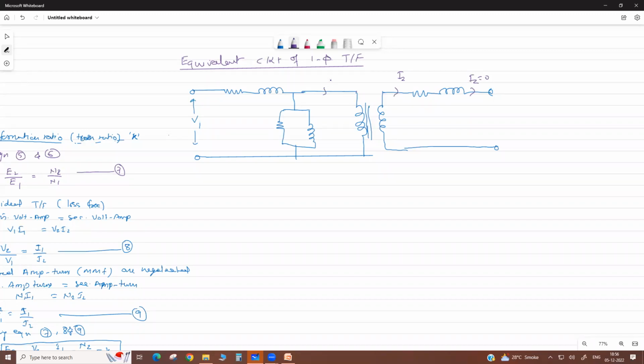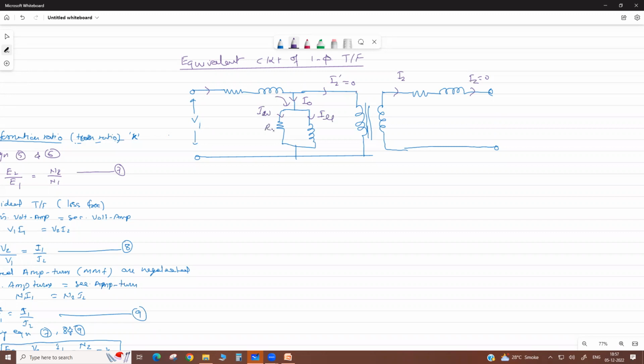That's why this secondary load current as referred to the primary side, or the effect of secondary load current on the primary side, I2 dash, will be 0 at no load. It means the transformer draws only the no load current. This entire current goes here. It is the no load current, I naught, which has two components: the active component and the passive magnetizing component. This is your loss component.